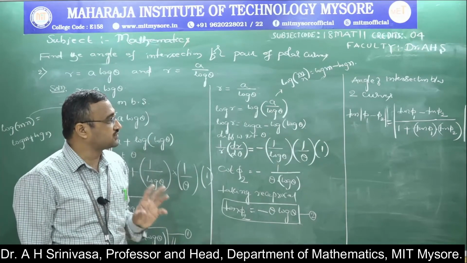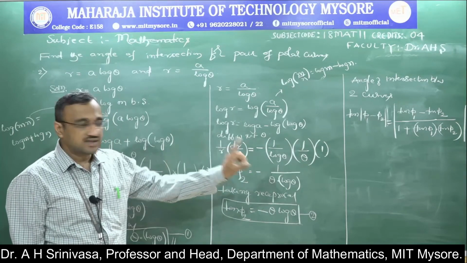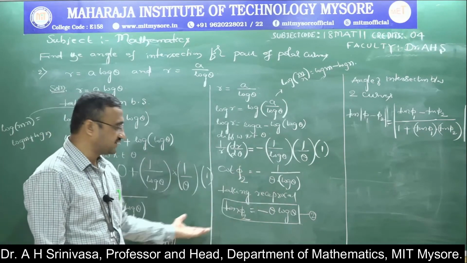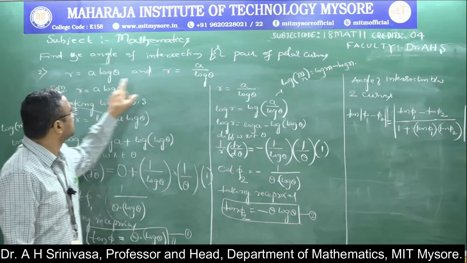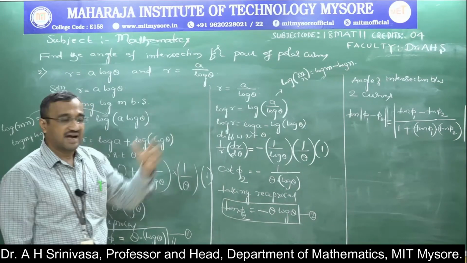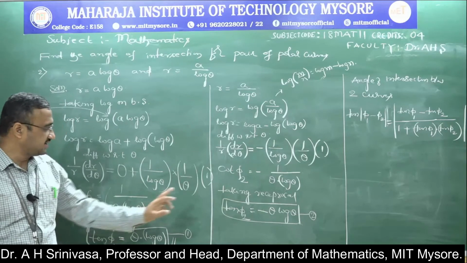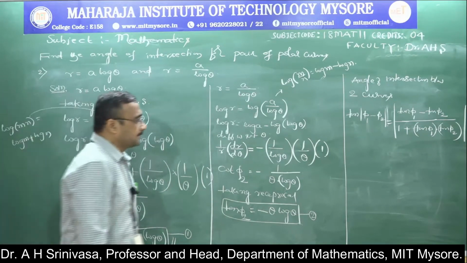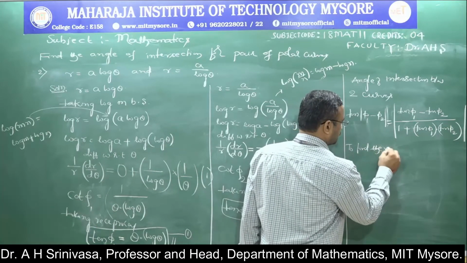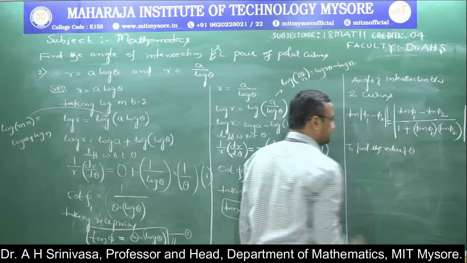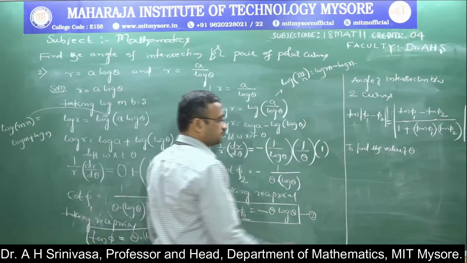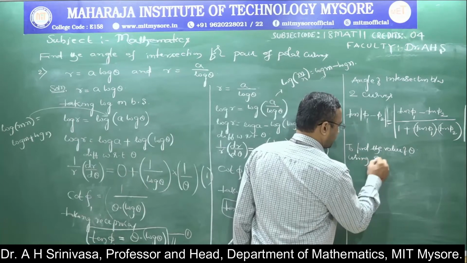Before substituting the values of tan phi 1 and tan phi 2 in that equation, you have to find the value of theta. We don't know the value of theta. So using the given equations, r equal to a log theta and r equal to a by log theta, you have to use these equations and extract the values of tan phi 1 and tan phi 2. So first, to find the value of theta, using the given equations.